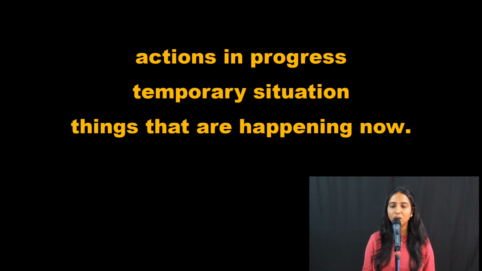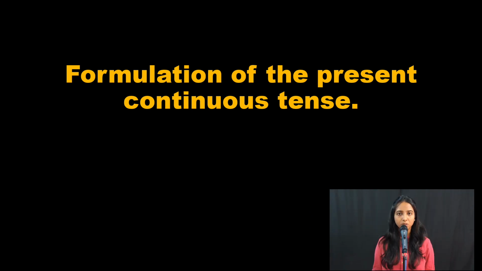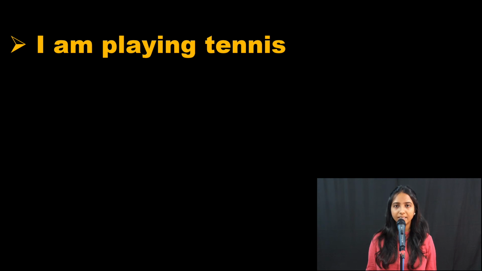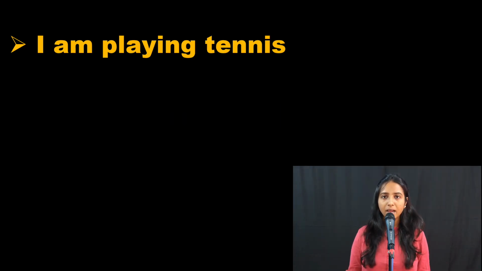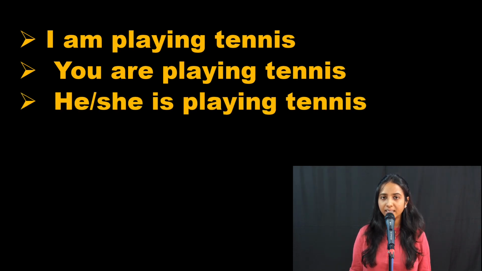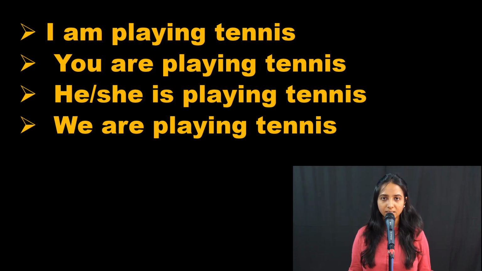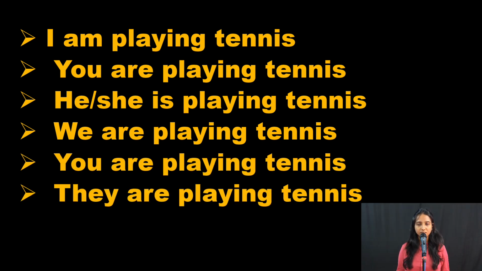First, let's start with the formulation of the present continuous tense. So now, let's look at the first sentence, which is I am playing tennis. So, I is the subject here plus to be verb plus V1 plus ing plus object. So, I am playing tennis, you are playing tennis, he or she is playing tennis, we are playing tennis, you are playing tennis, they are playing tennis.